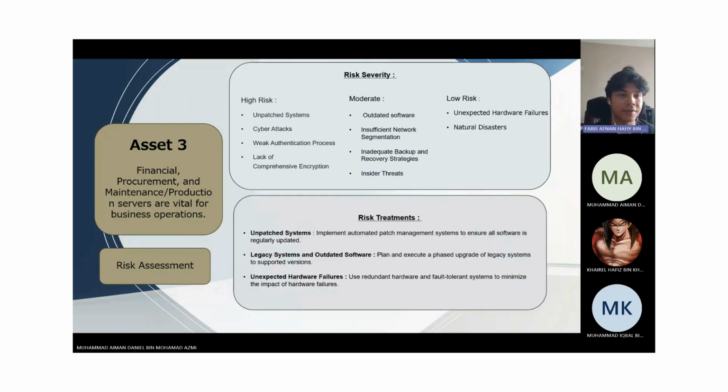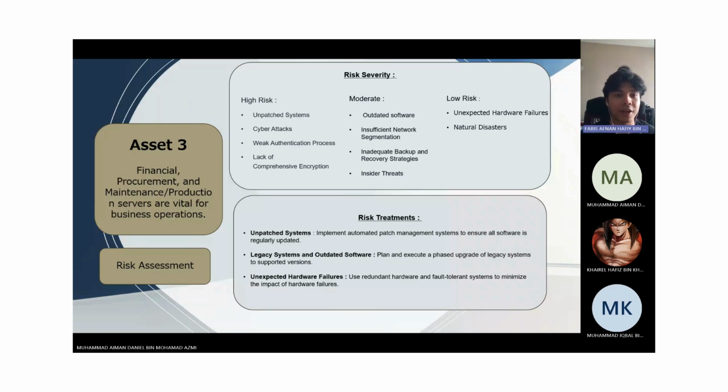Okay, next, the risk severity. We have evaluated the risk severity based on the likelihood of occurrence and the potential impact. The most severe risks are unpatched system, cyber attacks, weak authentication process, and lack of comprehensive encryption. The moderate risks are the outdated software, insufficient network segmentation, inadequate backup and recovery strategies, and insider threats. The low risks are unexpected hardware failures and natural disasters. To address these risks, we propose these treatments.